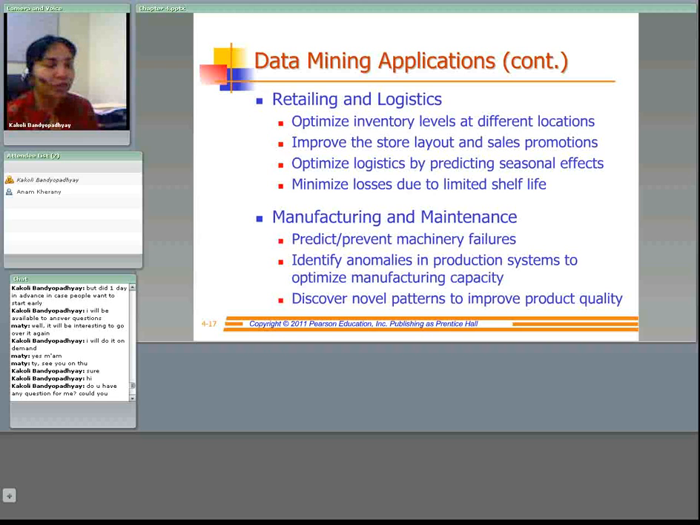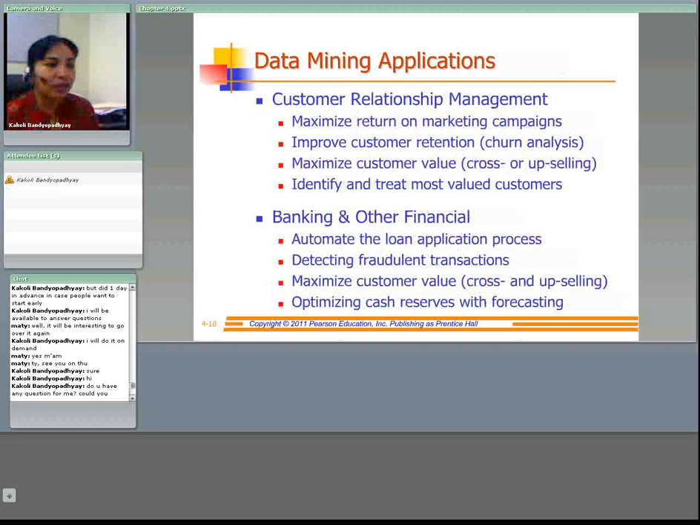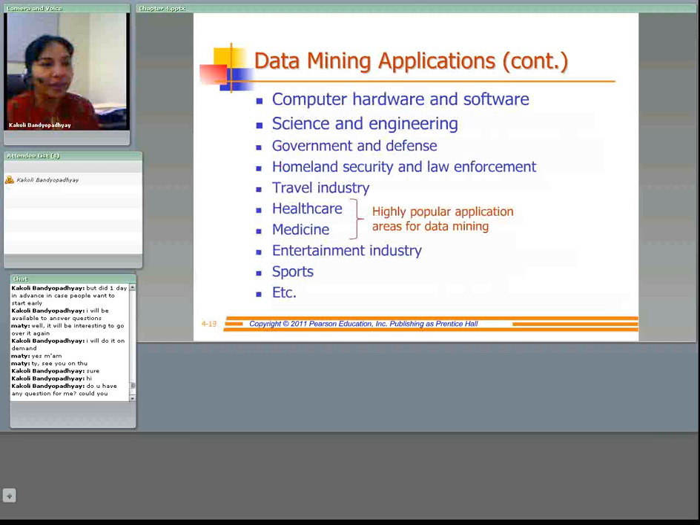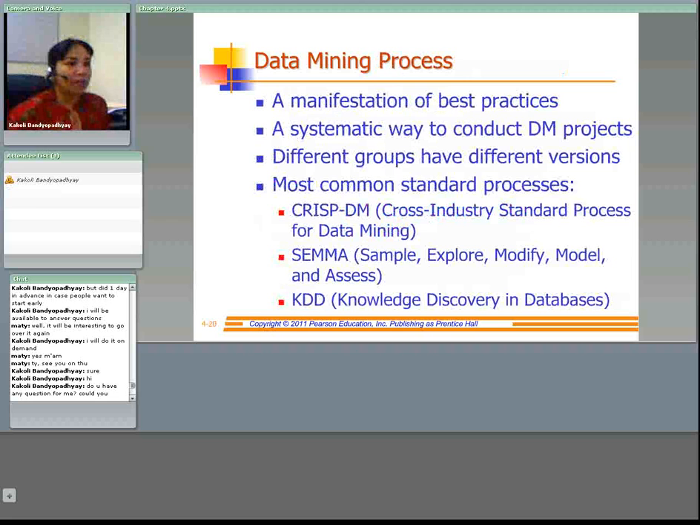Manufacturing and maintenance also use data mining heavily, discovering patterns to improve product quality and predict machinery failure. So you can see that in a lot of areas it's being used. Customer relationship management, banking, retailing, manufacturing, securities trading, insurance. Forecasting is a big thing, so it's used in insurance. Also computer hardware, software, science, government, travel, healthcare and medicine. We talked about healthcare and medicine, the entertainment industry, and so on and so forth. So data mining is very heavily used in a lot of different areas.